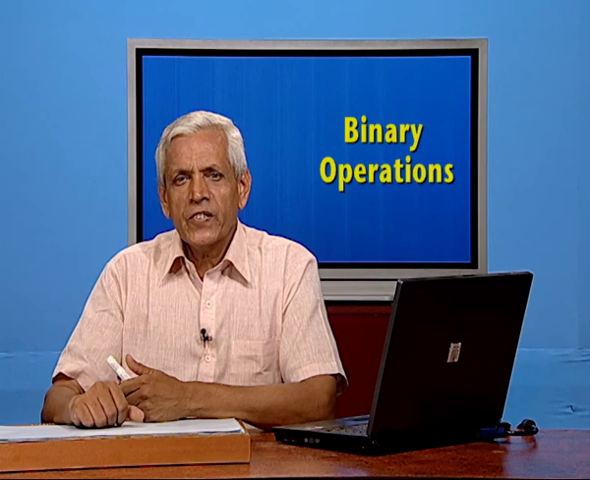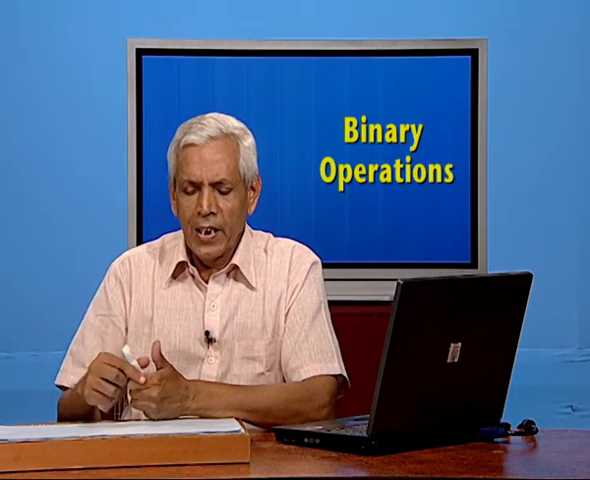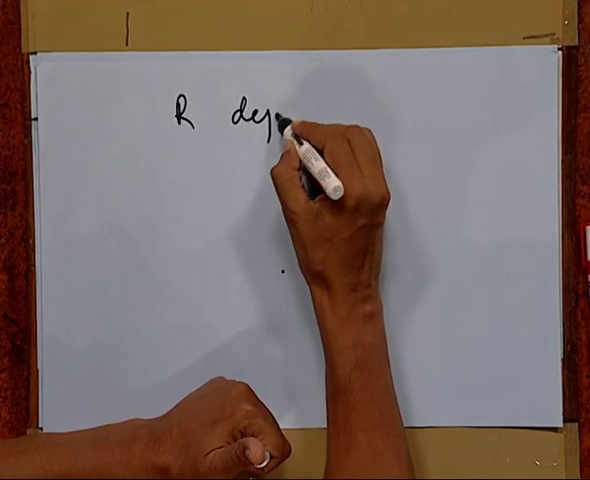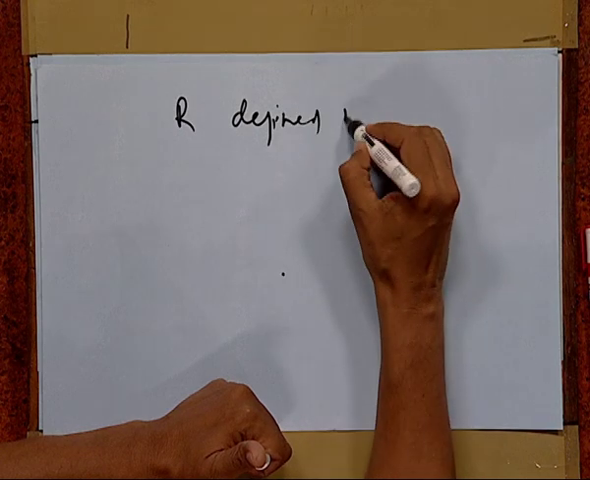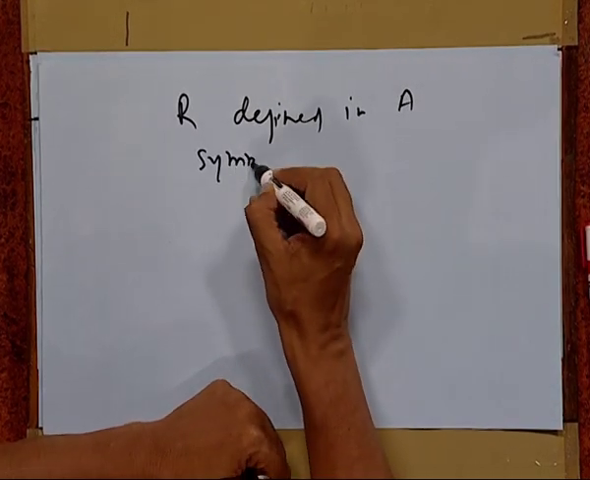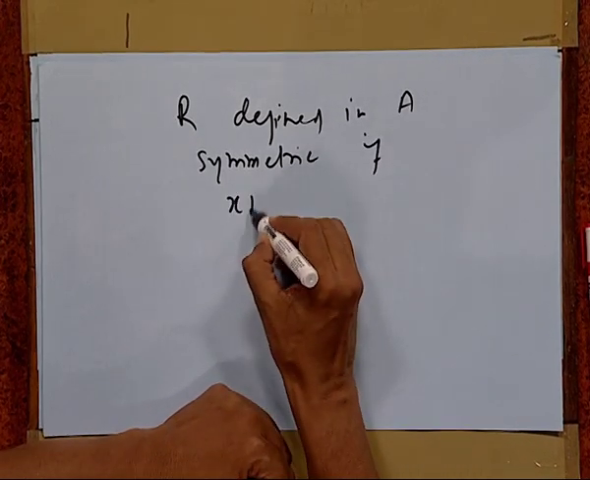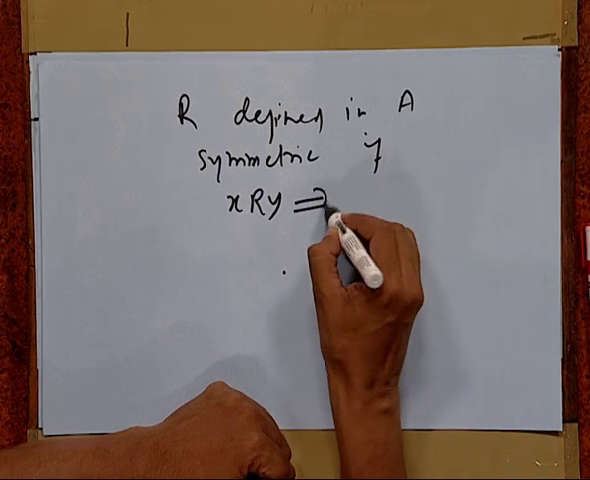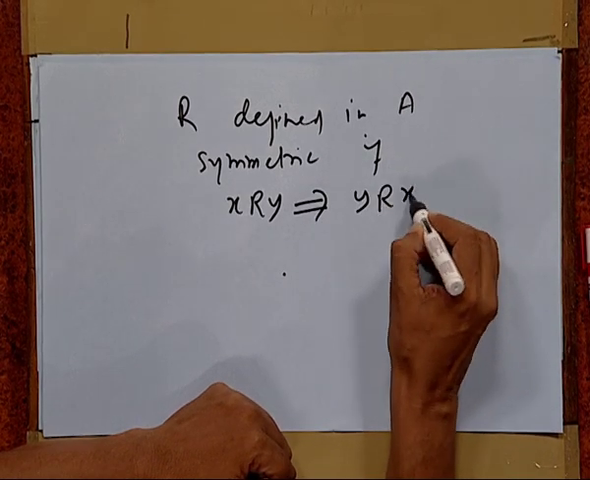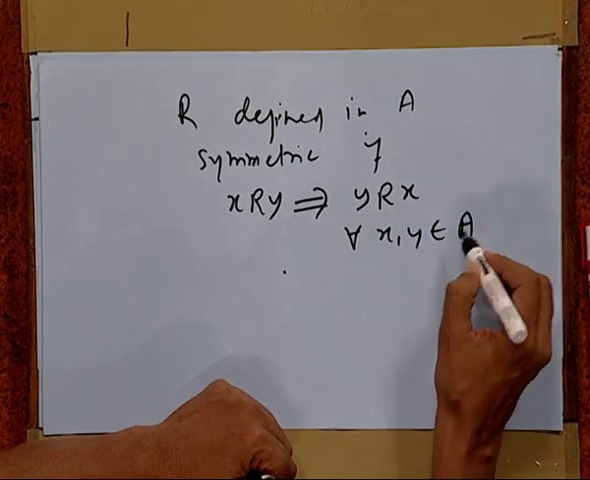The next point is the notion of symmetry. A relation R defined in a set A is called symmetric if xRy implies yRx for all x and y belonging to A.